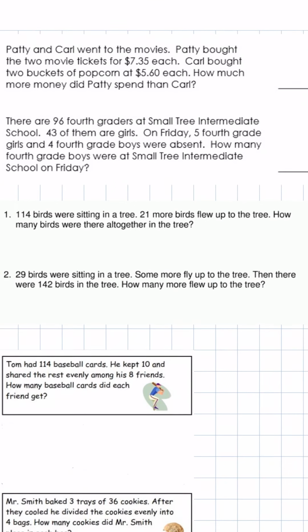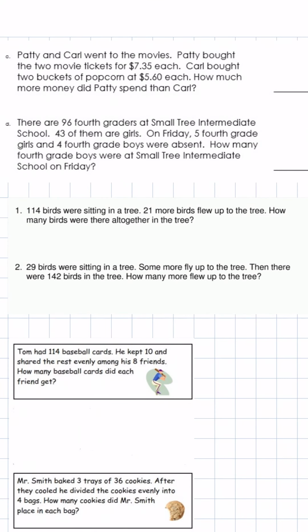So this first one, we're just going to read over it first. Pat and Carl went to the movies. Patty bought the 2 movie tickets for $7.35 each. Carl bought 2 buckets of popcorn at $5.60 each. How much more money did Patty spend than Carl? So now we're going to reread it, and we are going to underline what we know. So we know they went to the movies, but that's not really giving us information that we're using.